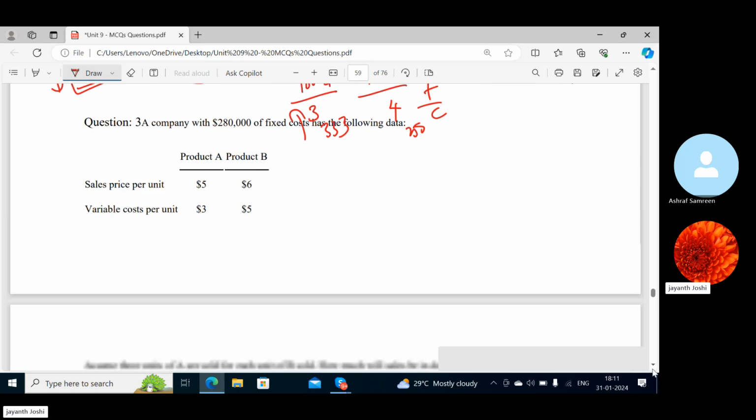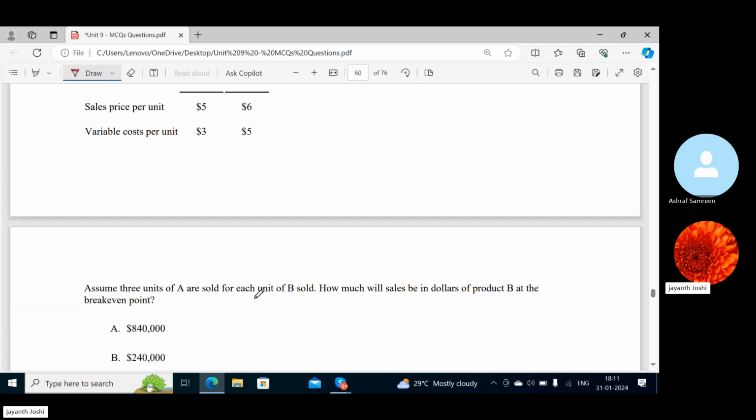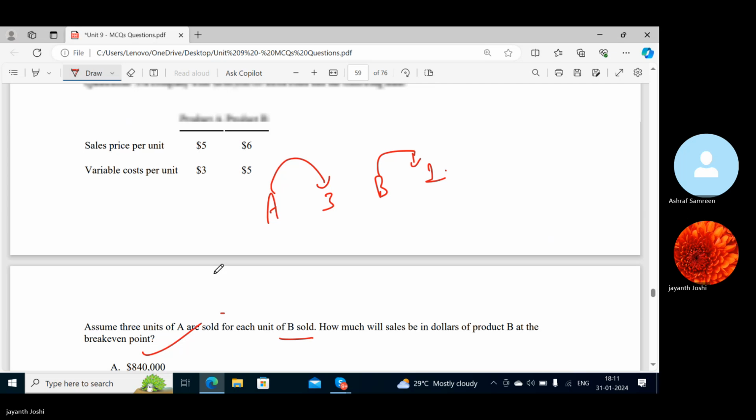Company with 280,000 fixed costs has the following data. Product A, product B are given. Assume 3 units of A are sold for each unit of B sold. That means if 1 unit of B is sold, 3 units of A are sold. How much will sales be in dollars of product B at break even point? How to do this question? Just read this once.